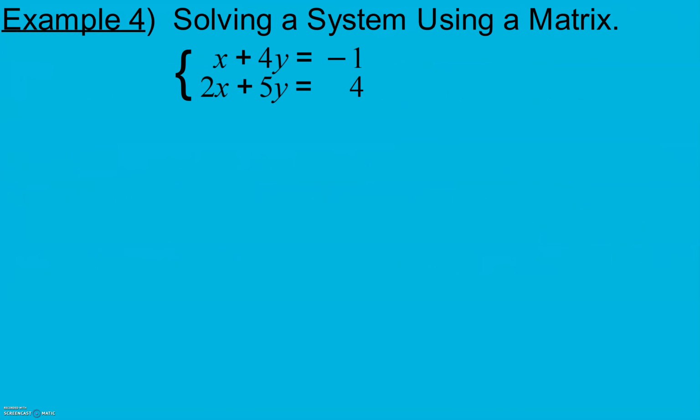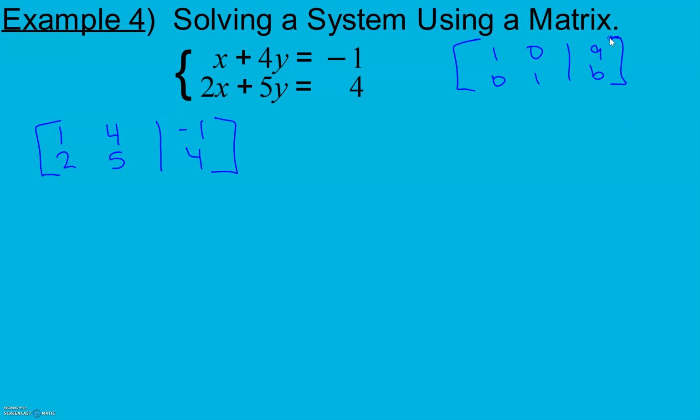So example 4 here is solving a system using a matrix. First step is to write it as a matrix. So here, remember, x goes first, then y, and equals becomes our vertical line, -1, 2, 5, 4. Our goal is to get a matrix that looks like this.